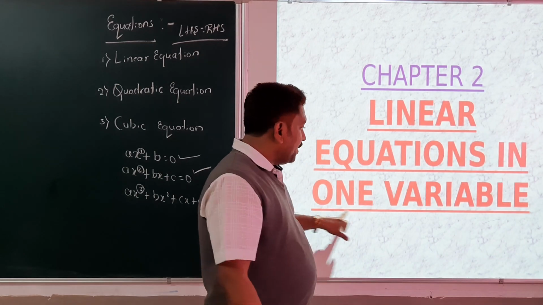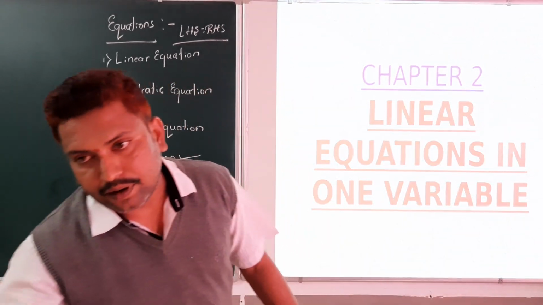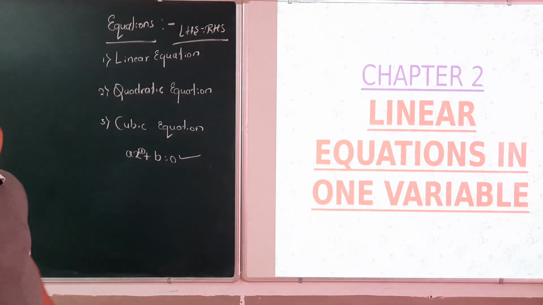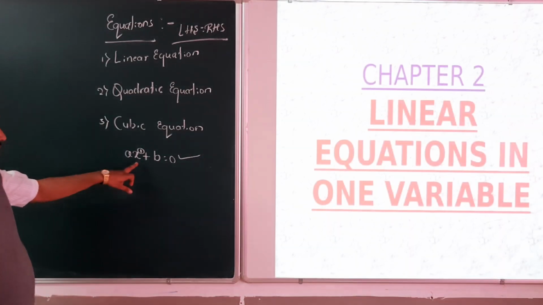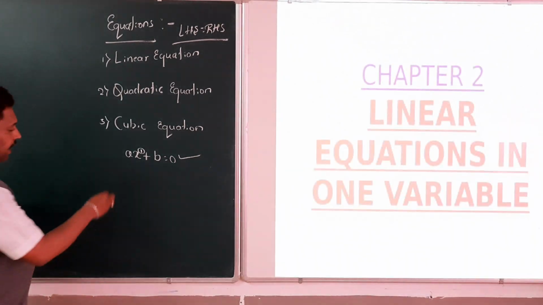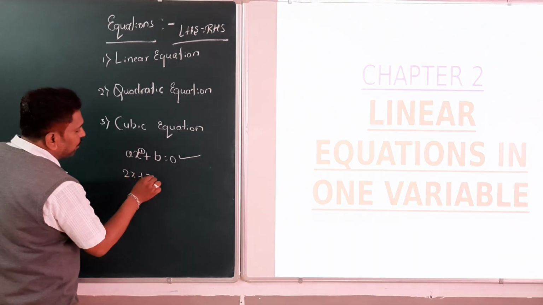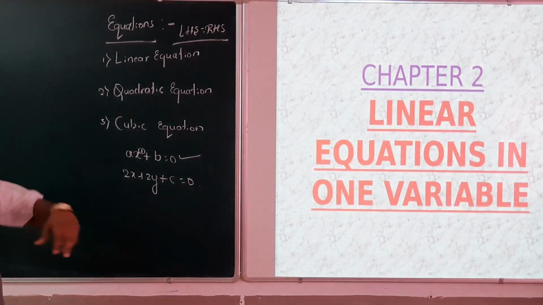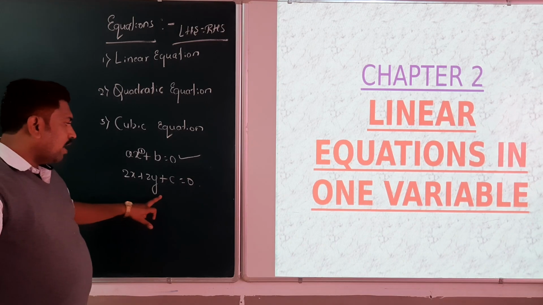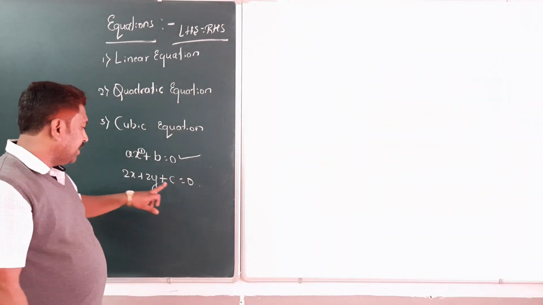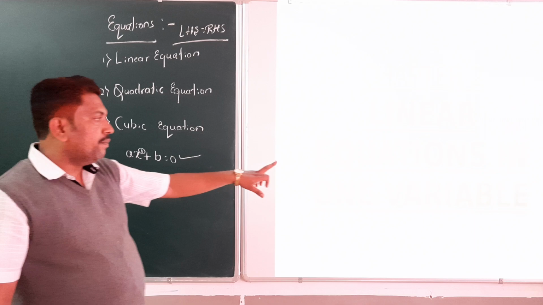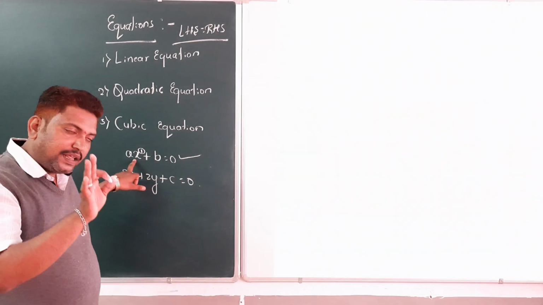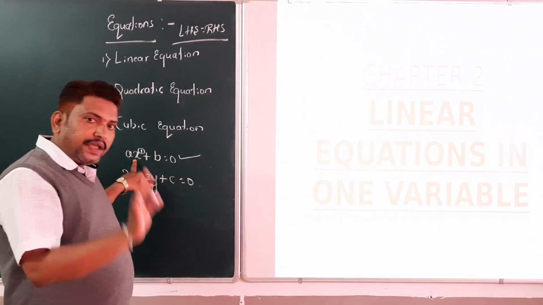Next, come to the point: in one variable. What do you mean by one variable? Look here, x is there. One variable. In case I write 2x plus 2y plus c is equal to 0, how many variables come here? 3 different variables are there: x, y, c. So we should not consider it as one variable. One variable should be only x in the equation.